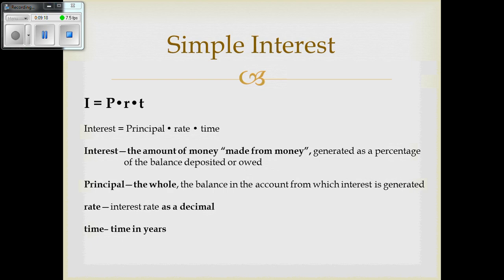Interest is the amount of money that is made from money. It's generated as a percentage of the balance deposited or as the balance owed. Principal is the whole. It's the balance in the account from which interest is generated. Rate, that's the interest rate, and we need to use it as a decimal in this equation. And time has to be in years for this equation. So if we had 6 months, then we would write 1/2 year. So we're always going to put time in years.